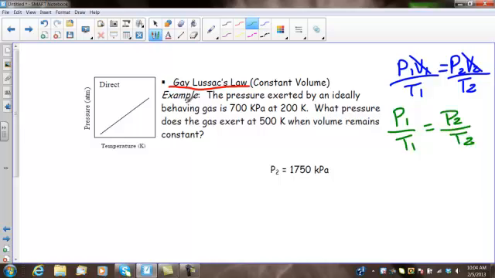So the pressure exerted by an ideally behaving gas is 700 kPa. There's my P1, 200 Kelvin, T2. What pressure does the gas exert, so I don't know P2, at 500 Kelvin when the volume remains constant? So my P1 is 700.